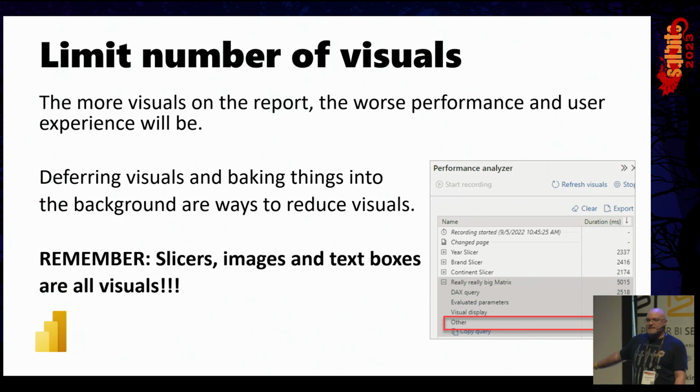And sometimes you may see this other bucket. The only way to fix it is to fix the bad DAX or data model in your system. But we had an example where a customer had 60 visuals, and all of the DAX was sub-second, so I couldn't really optimize that. The only thing there was the other bucket, and so what we had to do was reduce the number of visuals.